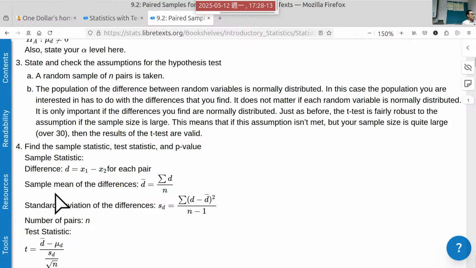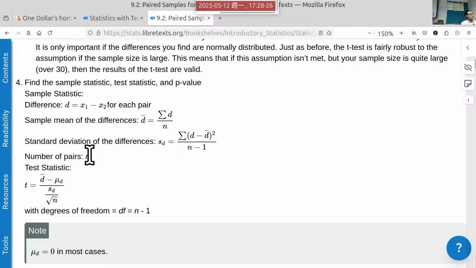Sample mean of the differences, d bar equals sigma d divided by n. The standard deviation of the differences is sd, equals the square root of sigma of d minus d bar, squared, over n minus 1. Sure, we did similar work before.